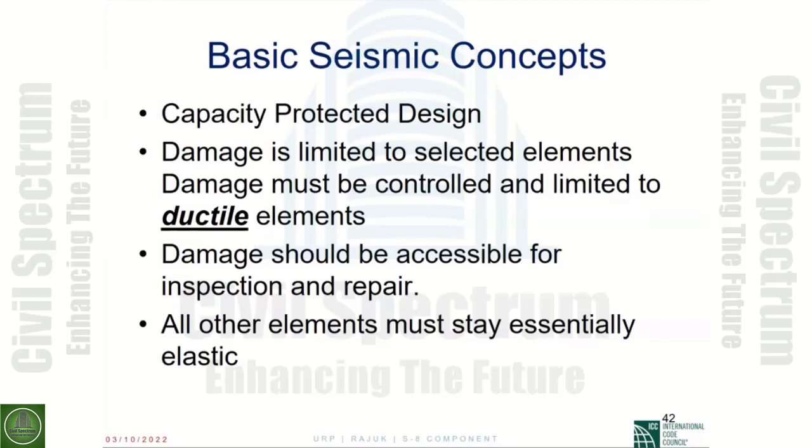For steel, you have to pay attention to the b over t ratio, compactness. You also have to pay attention to KL over r. So these are extremely important to be able to have a ductile design. You want to be able to see the damage so that you will inspect it and you want to repair it after the earthquake. All the rest, besides these ductile elements, you could actually design to stay inside the elastic range, and that will be the capacity protected concept.